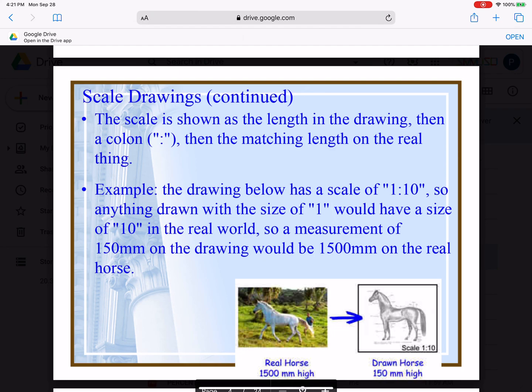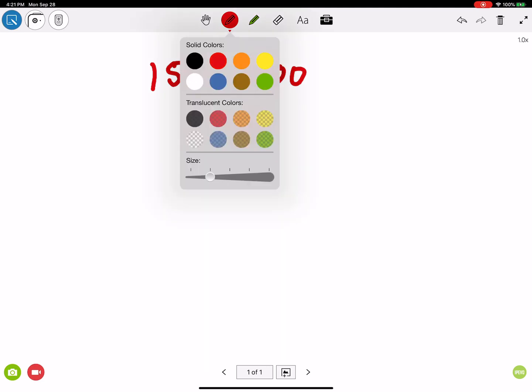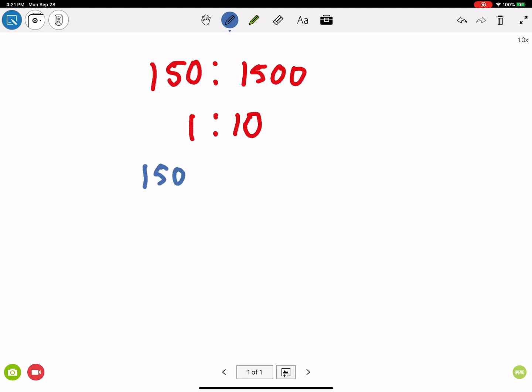Okay, it would be 1 to 10, but we got that 1 to 10 because we did 150 to 1,500. Okay, I can divide both of these out and it would actually give me 1 to 10 because I could divide both by 150. I could think of it as a fraction as well. 150 to 1,500. 150 divided by 150 is 1. 1,500 divided by 150 is 10. Okay? Remember, these mean the same thing. They both mean 1 to 10.